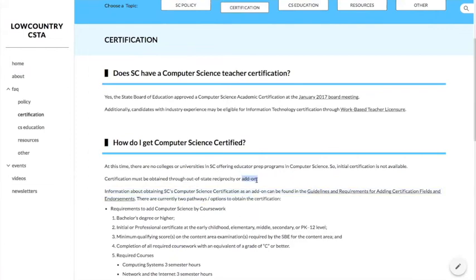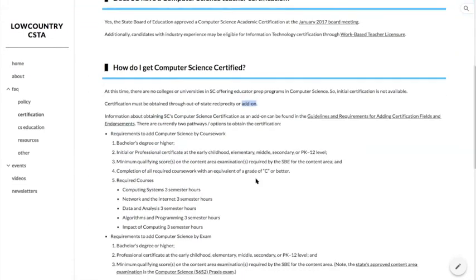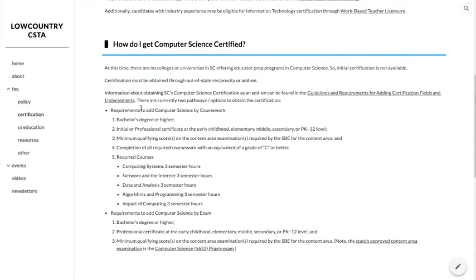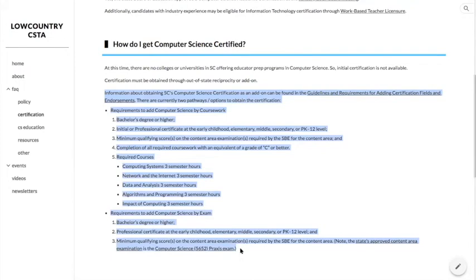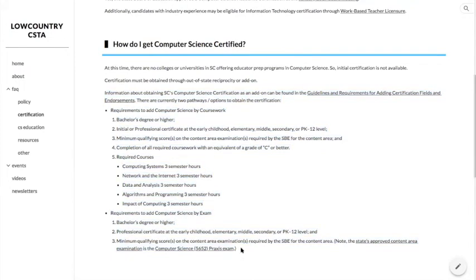And the details for add-on certification were just recently released, not too long ago. And it's actually pretty simple to get the certification add-on. They've added new options for a lot of certification areas. Computer science was one of them. So you can choose the by coursework route and you can take college courses. You'll need 5 courses in 15 semester hours in computer science topics in the key concepts, or you can choose to take just the exam and pass the exam.